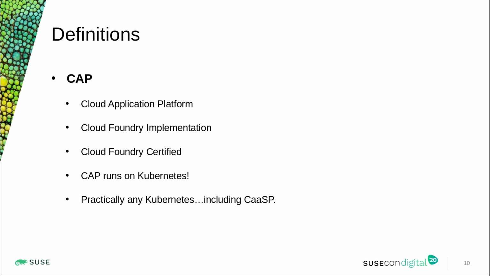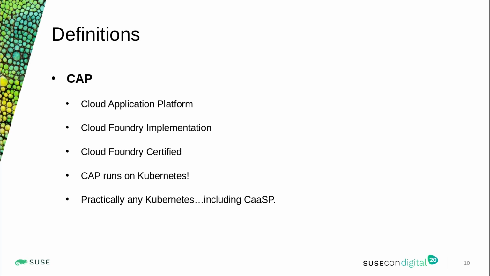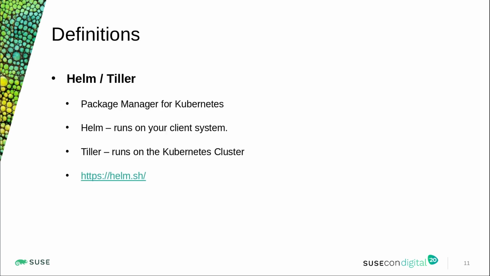You can run it out on Azure. You can run it at AWS. You can run it at GCP. Really, whatever Kubernetes you want to deploy it on, you can, including CASP, which is a nice thing. So we can actually run CAP on top of CASP. In fact, if you buy CAP, you get a license for CASP as well. So you certainly have the ability to do that.